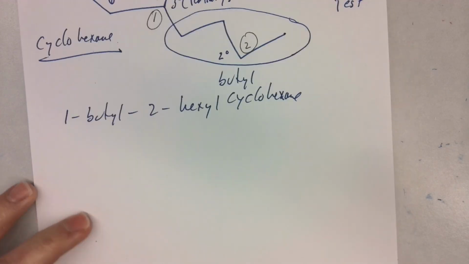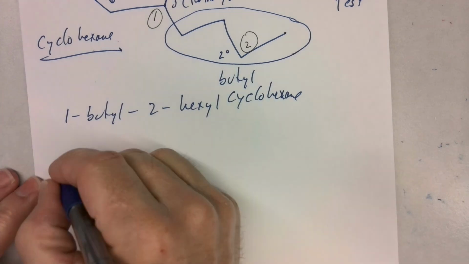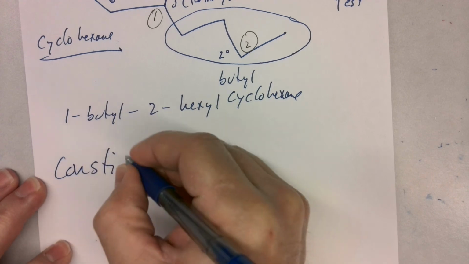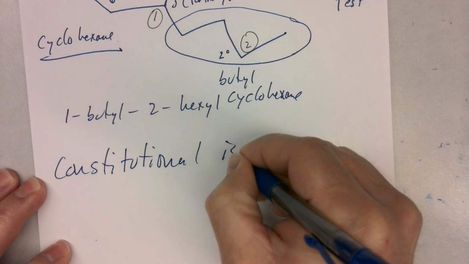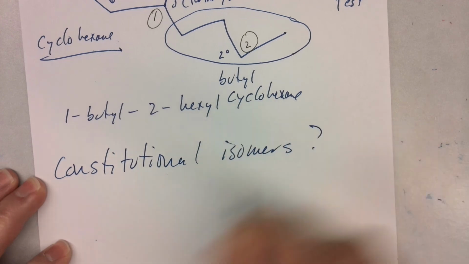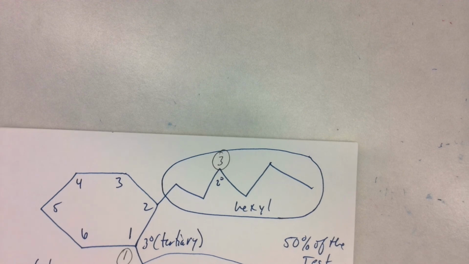All right, this is what we're going to do. I am going to draw something, and I want you to tell whether or not these are constitutional isomers, right? So we're going to do a raise your hand game, constitutional isomers. Okay, I'm going to draw this, and I want you to count and tell me what it is, okay? So give me 1 second, let me draw it.